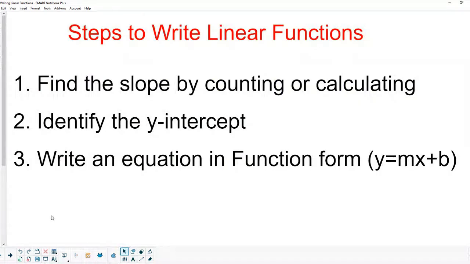So first of all, we're going to find the slope by counting or calculating. Then we're going to identify the y-intercept. And then we're going to write the equation in function form, y equals mx plus b. Doesn't this sound familiar? It should. We've seen it before.